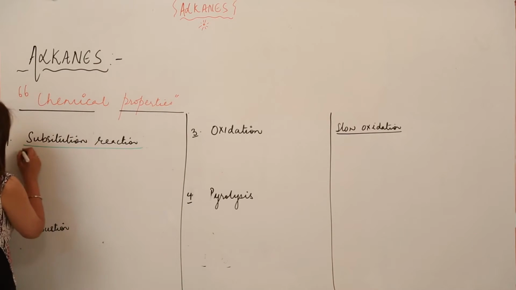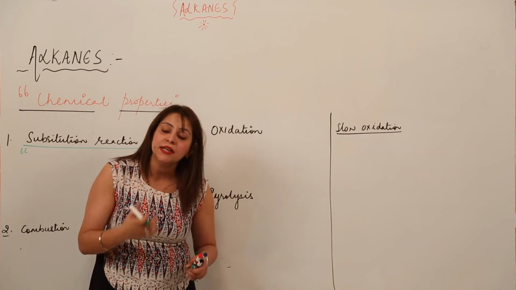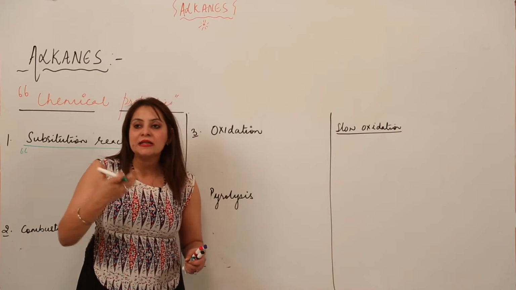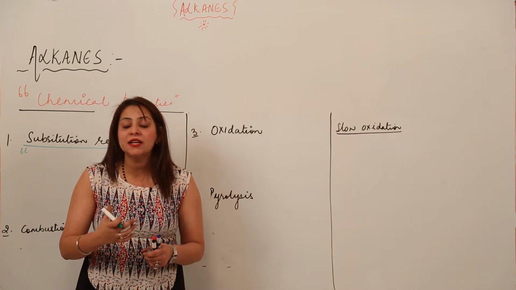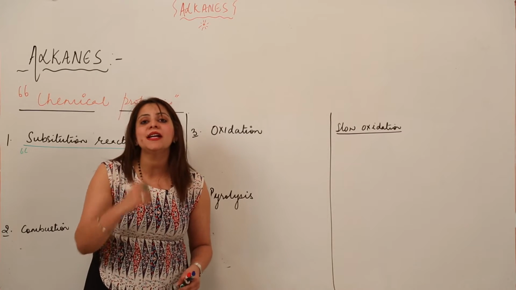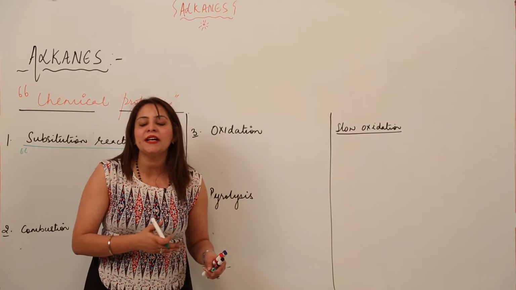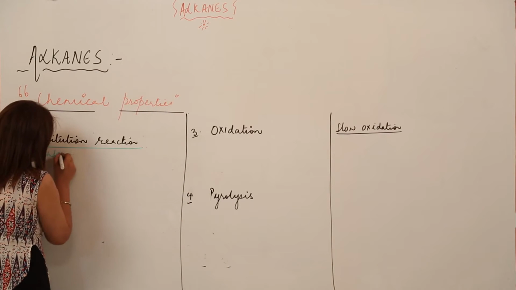And you know that alkanes are called paraffins. That means they have low affinity, but still they show a certain substitution reaction, a kind of substitution reaction which occurs in presence of sunlight. And what is that reaction? Obviously it belongs to the category of substitution, but what is that? It is chlorination of methane.